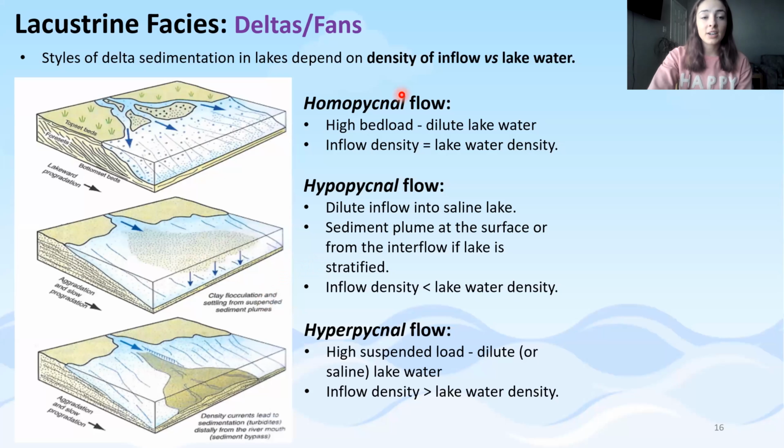on the density of the inflow water versus the lake water. When the inflow water and the basin water match in densities, this is called a homopycnal flow. And this is typical when you have high bed load and dilute lake water. However, when the density of the inflow is less than that of the basin water, you have a hypopycnal flow. And hypopycnal flows are typical of dilute inflow into saline lakes.